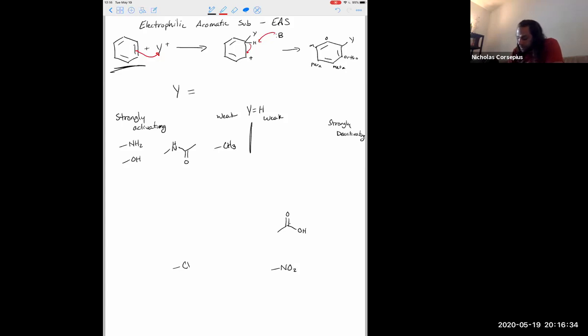Okay, amide groups have a pair of electrons just like an amine does, but then it has this carbonyl group that's also pulling electrons towards it as well. So it's activating, but it's not as strongly activating as an amine group. Okay, what about our weak deactivators? The carboxylic acid. The carboxylic acid kind of sits in the middle here. The weakest that we have is actually our halogen.